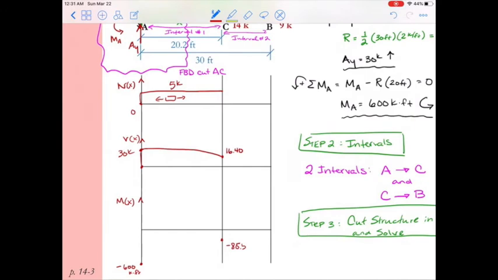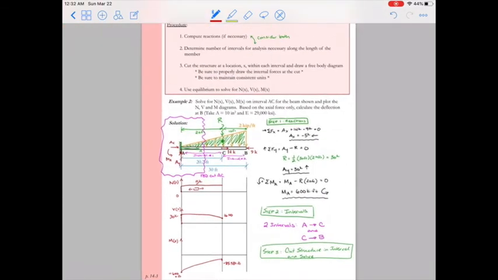Negative 85.58 kip feet. Sorry, I'm a little sloppy there. I'll make it clear. Okay, this is a cubic function. You can use a graphing calculator, your computer or something to plot this cubic function, but it should look something like that between those 2 points.